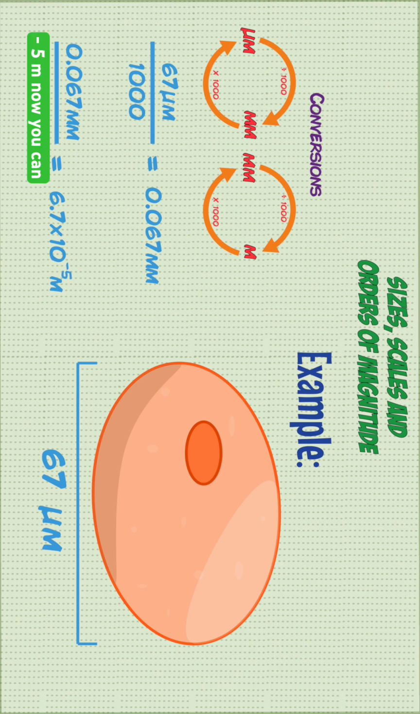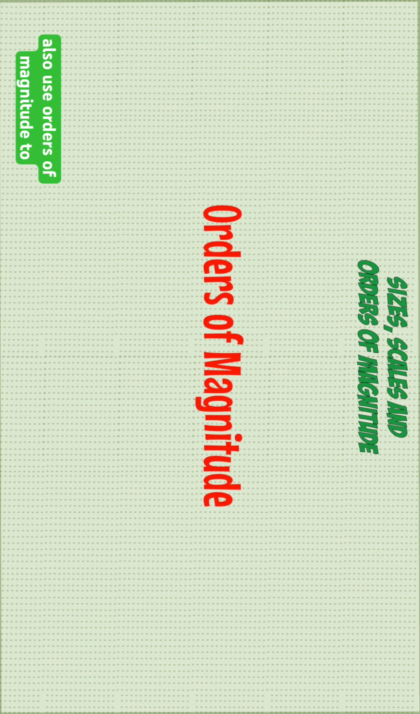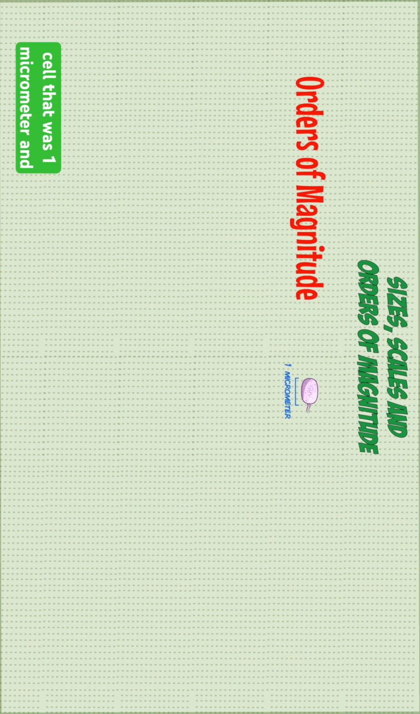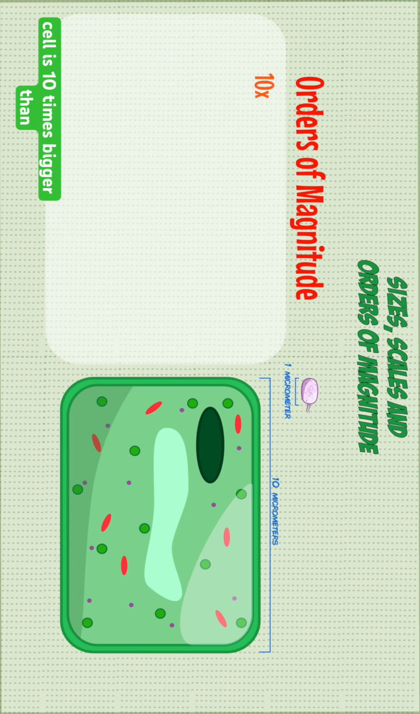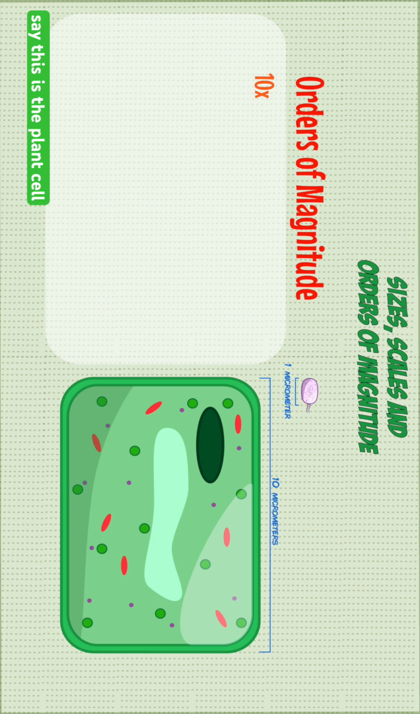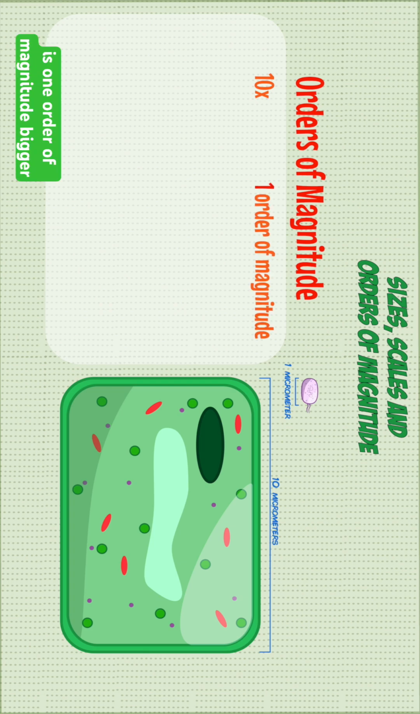Now you can also use orders of magnitude to make rough comparisons of sizes or quantities between two different things. For example, if we had a bacteria cell that was 1 micrometer and a plant cell that was 10 micrometers, we would say the plant cell is 10 times bigger than the bacteria cell. Another way to say this is the plant cell is 1 order of magnitude bigger than the bacteria cell.